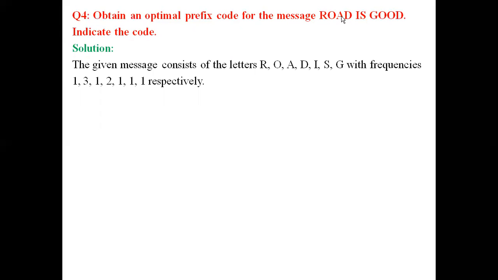Similarly, A occurs one time in the given message, so it has frequency 1. Similarly, D occurs 2 times in "road" and "good", so 2. Along with these letters, we also see spaces between these words. After "road" we have a space, and after the word "is" there is a space. So we need to consider the space also. There are 2 blank spaces, so this is also one of the symbols we need to consider, occurring 2 times. So space has the frequency 2.